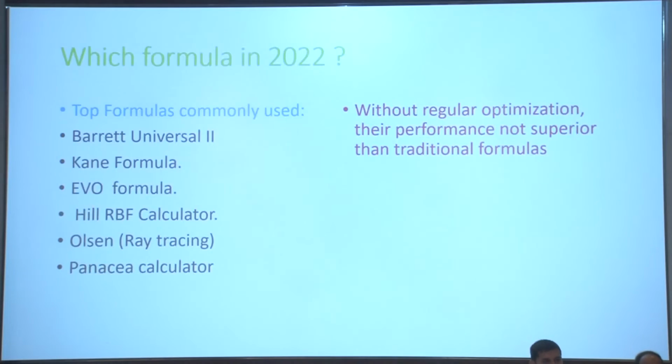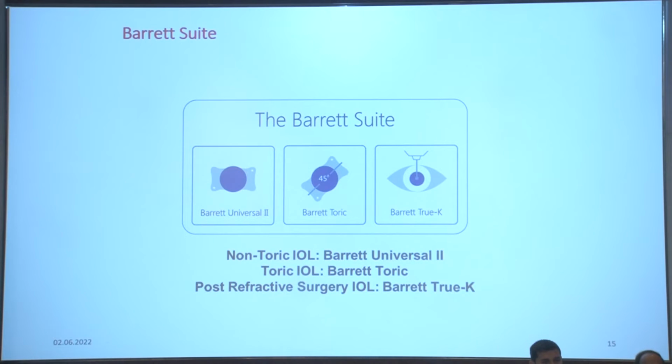So we go through each of them individually to see the key factors for why each formula is important for the newer power calculations. One is the Barrett suite. The Barrett suite has three components, which include a non-toric component, the Barrett Universal 2.